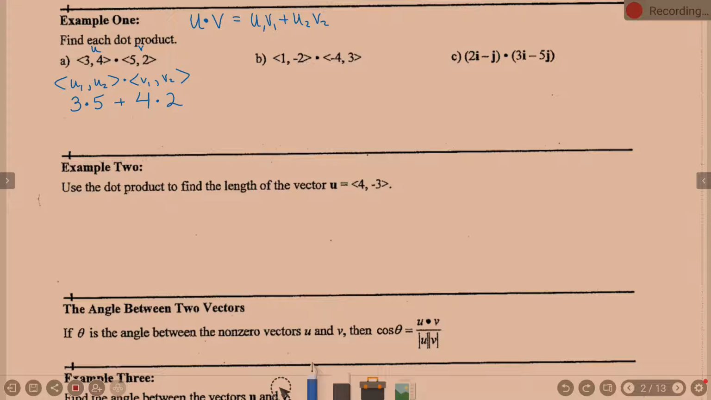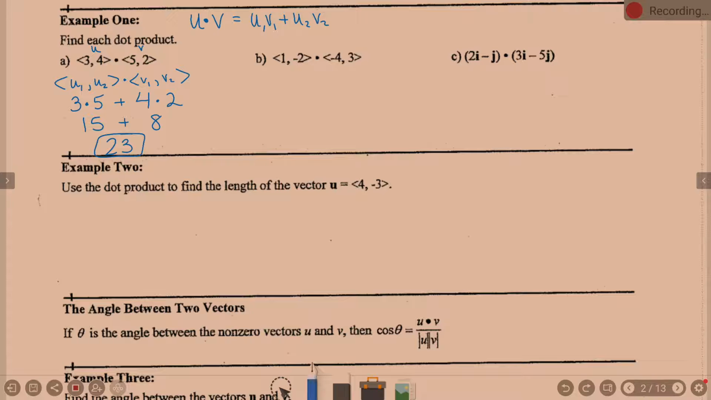Okay. Typical math. We've got to do our multiplying before we do our adding, right? PEMDAS, Aunt Sally, all still applies, of course. 3 times 5 is 15. 4 times 2 is 8. And 15 plus 8 is 23. Easy enough?